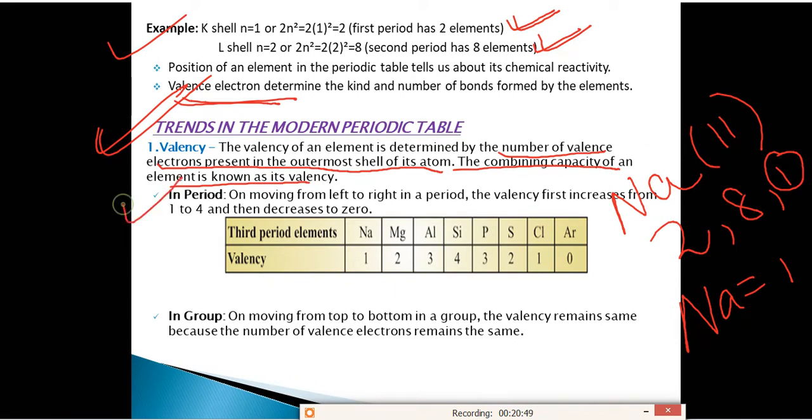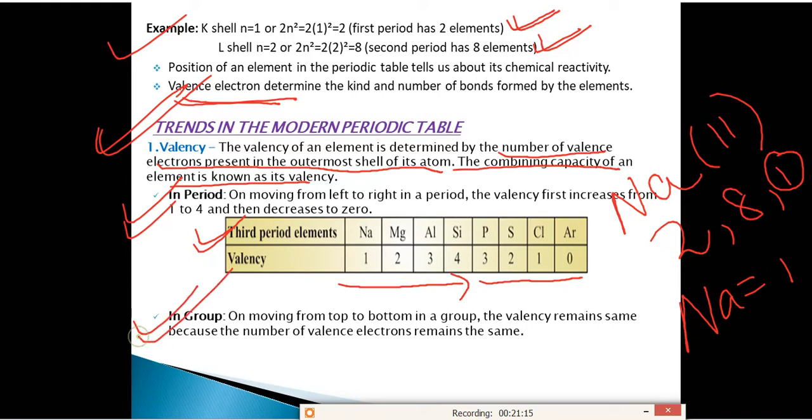Now, what is the trend of valency in a period? On moving from left to right in a period, the valency first increases from 1 to 4 and then decreases to 0. We are taking the example of third period elements. From 1 to 4 the valency will increase, and after that it will decrease to 0.